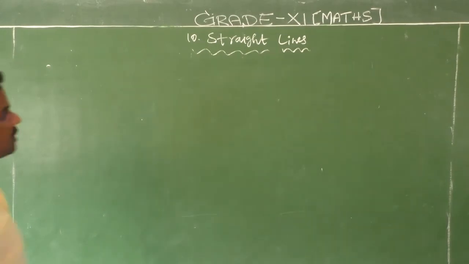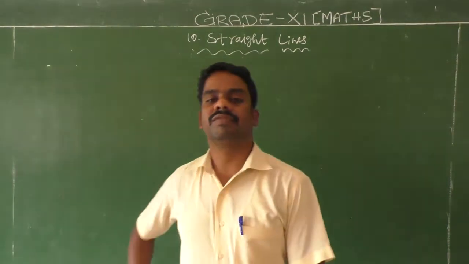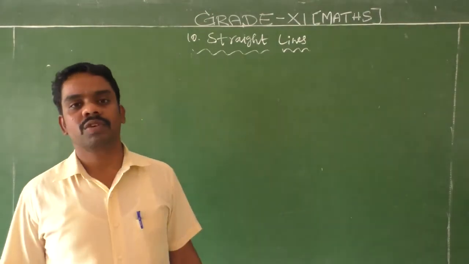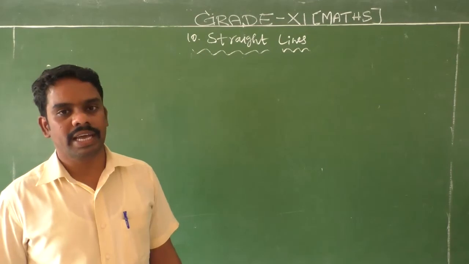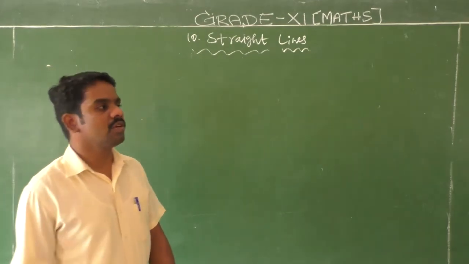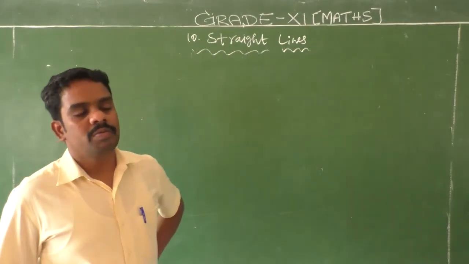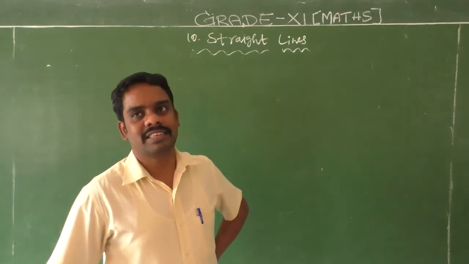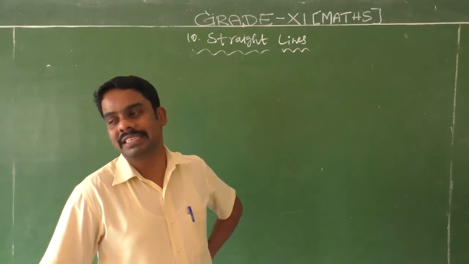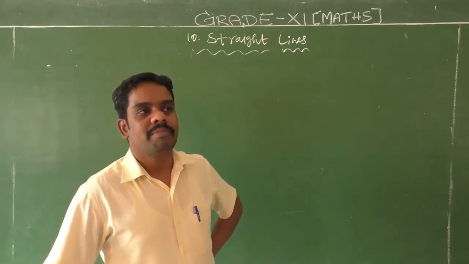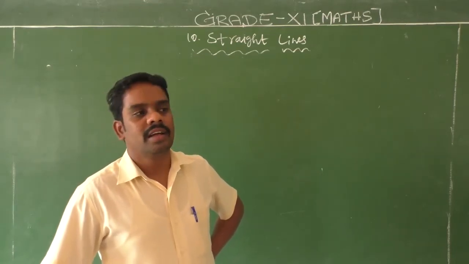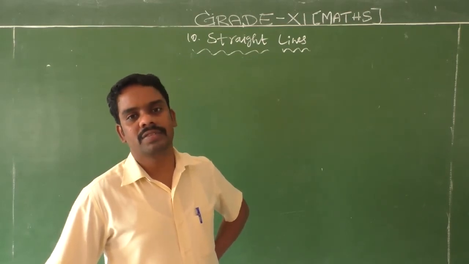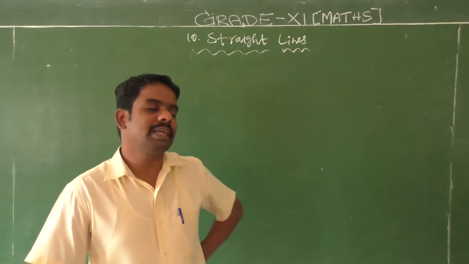Right. Once again, I recall the formula. First of all, the distance between 2 points (x1, y1) and (x2, y2) is equal to root of (x2 minus x1) whole square plus (y2 minus y1) whole square. And the section formula, integral division, ratio m is to n: (mx2 plus nx1) divided by (m plus n), comma, (my2 plus ny1) divided by (m plus n).